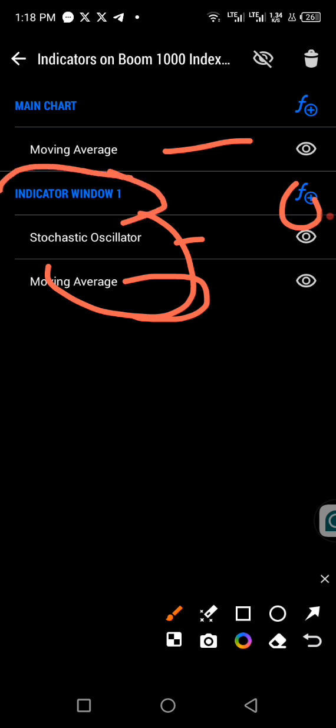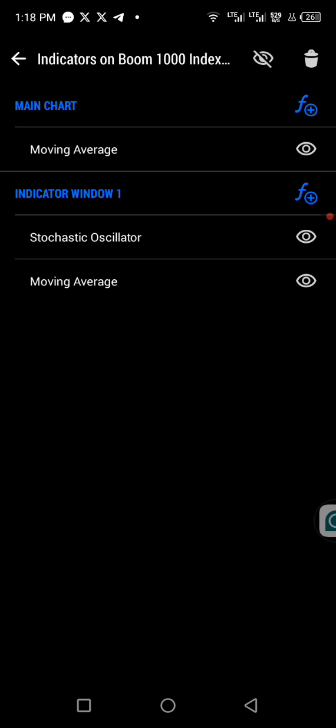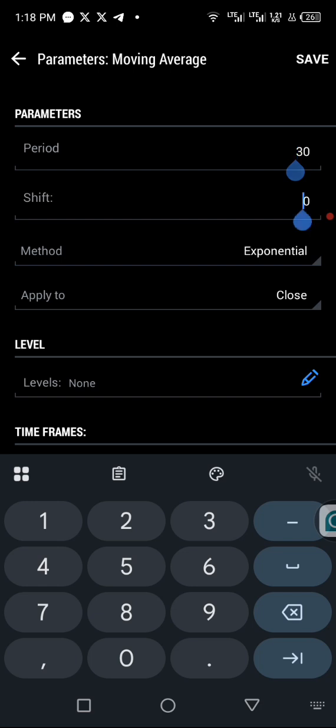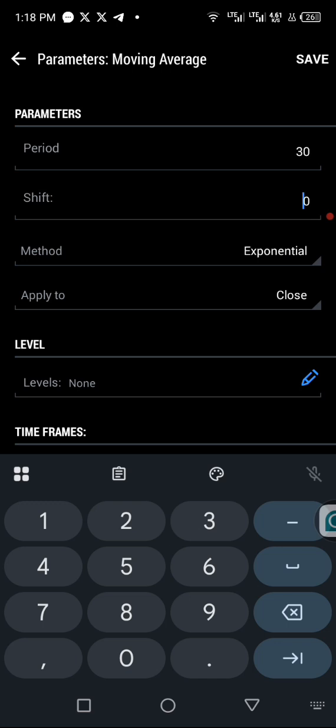First of all, you look for your moving average, and this is going to be your parameter. Period is 30, the shift is 0, the method is exponential, and apply to close. Once you have all of that set up, you click on save.